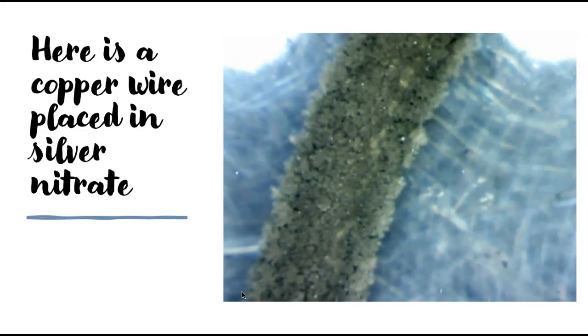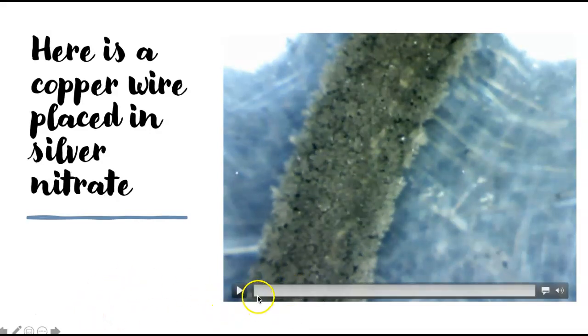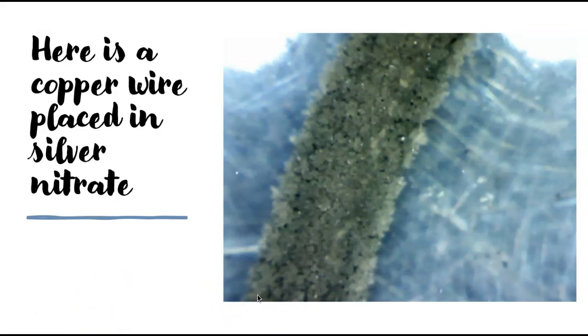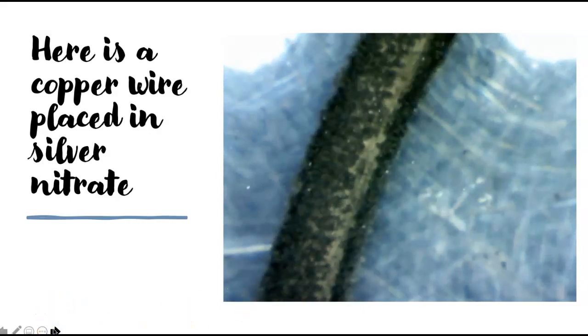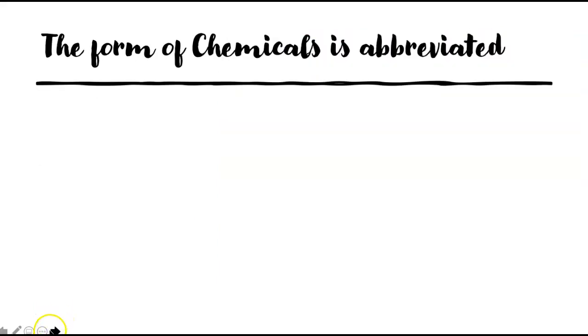So on the outside of the wire, you're now seeing silver forming. And so we could say that the copper wire reacts with the silver nitrate. That would be a chemical property, and this is a chemical change or a chemical reaction. And so how do we represent a chemical reaction? We represent a chemical reaction with an equation.